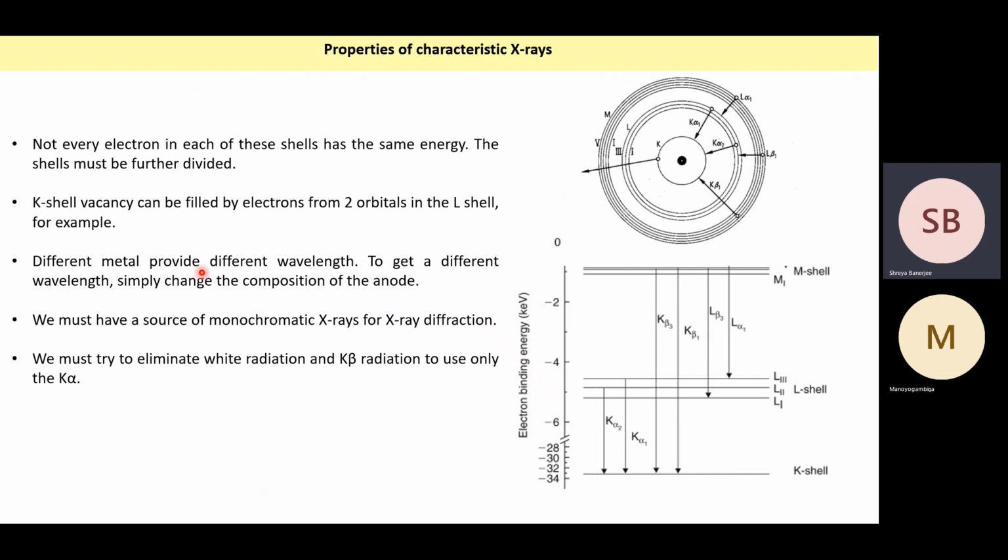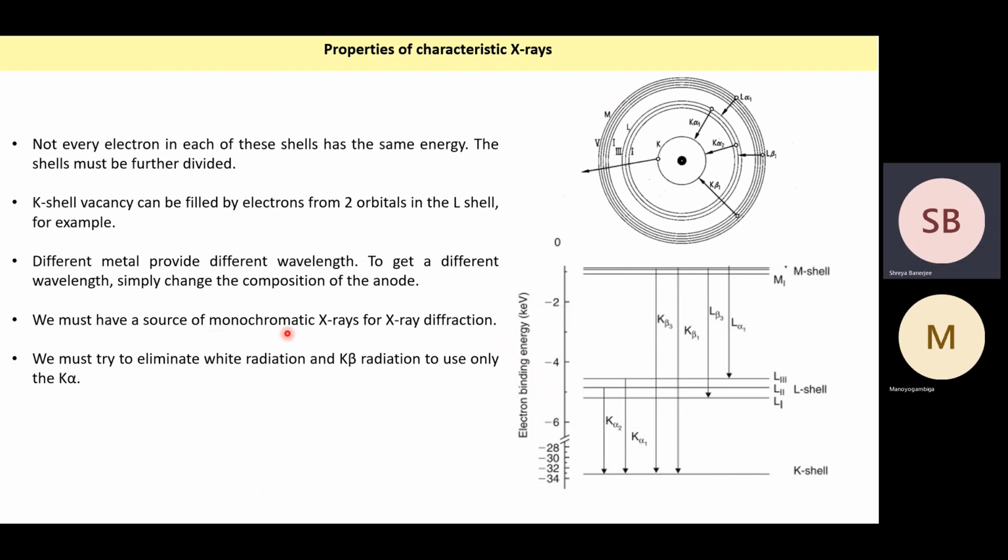Different metals will provide different wavelengths. Why is this? This is because the energy levels depend on which atom the energy levels belong to. So for different metals, the energy levels, and so the difference between the energy levels, is different. According to what wavelength you want, you simply have to change the composition of the anode.